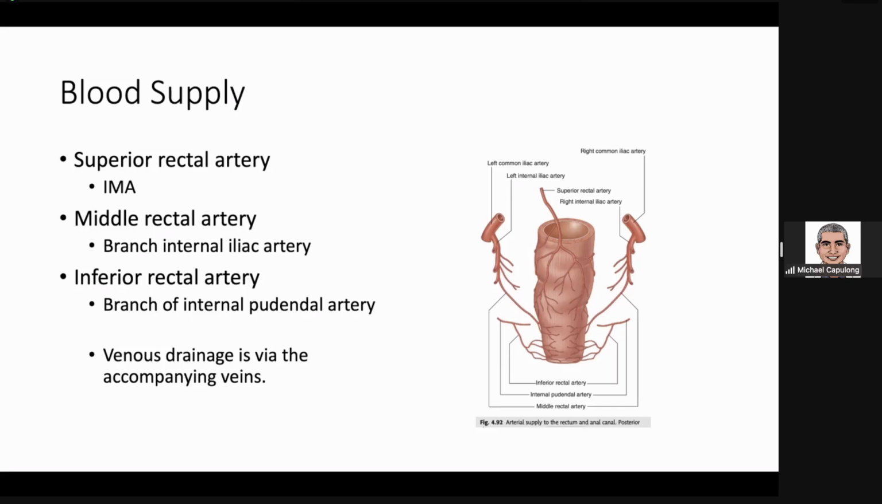So again, the blood supply will be coming from branches of three main arteries: your inferior mesenteric artery, your internal iliac artery, and your internal pudendal artery. And the specific branches are from the superior rectal artery, the middle rectal artery, and the inferior rectal artery. Venous drainage is via the accompanying veins of these arteries.